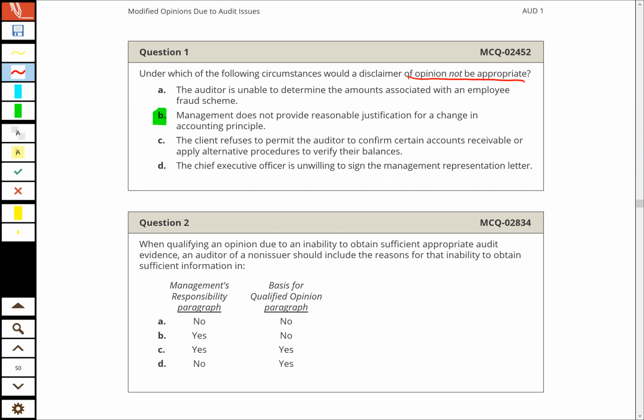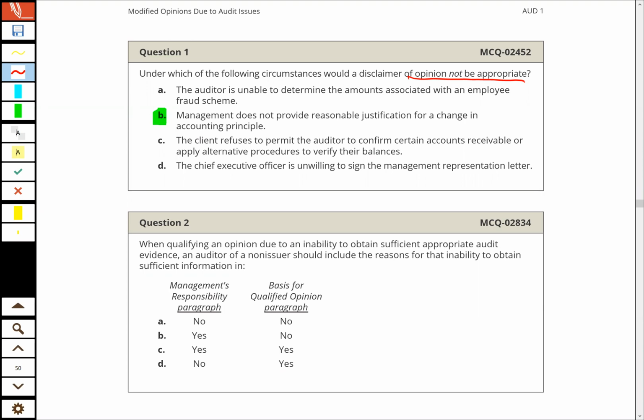Because then you read B, and it says management does not provide reasonable justification for a change in accounting principle. The accounting rule is you can change your accounting principle if you're justified in that change. If you're not justified in that change, you can't change your accounting principle. In other words, you would be out of compliance with generally accepted accounting principles if you changed your principle and were not justified. That's a GAAP issue, okay? But that one's kind of subtle. Again, the strategy here is to read through all the choices. So you're thinking, oh, I'm not even sure I know what B means.